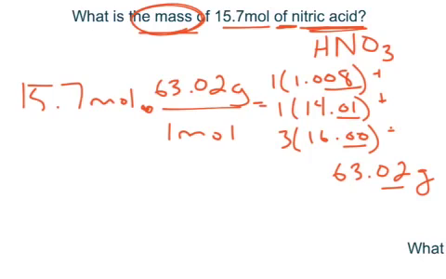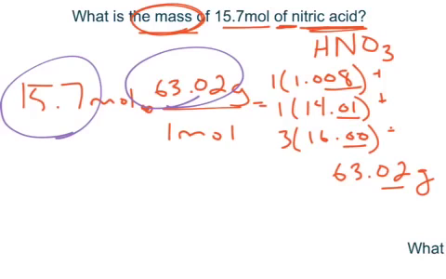The answer that we get for this does also have to follow the significant figures rule. We had 3 sig figs here. We just calculated that to 4. So the answer that you get, you need to round to 3 sig figs. Multiply by 15.7. And it is 989 grams.